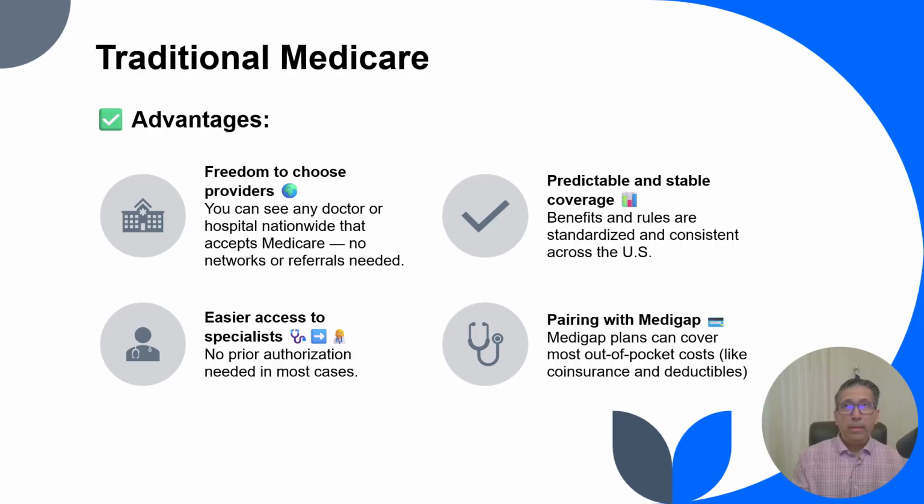Pairing with Medigap. So if you get supplemental insurance, that plan can help cover most out-of-pocket costs like co-insurances, co-pays, deductibles. So if a hospital stay costs like $2,000 in co-insurance, your Medigap plan can kick in and cover most or all of that, reducing any unexpected bills. So that's an advantage there.